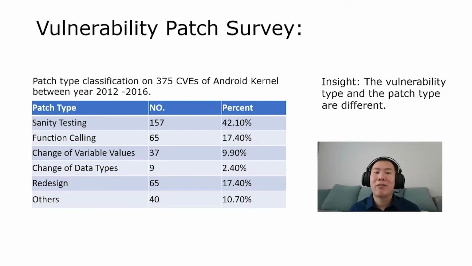There is an insight from the survey. The vulnerability types and the patch types are different. There is no strong relationship between the two. When you are doing research about the vulnerabilities, you should focus on the vulnerability types, such as buffer overflows. Whereas when you are doing patch analysis, it is better to consider patch types instead.